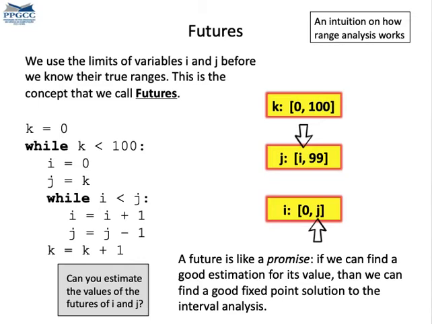This use of a variable before we know its range is called a future value. So we have two futures here, a future associated with j and another with I. We call the symbols futures because we hope to learn their ranges eventually in the future. So a future is like a promise. If we can find a range for the variable, then we replace it.